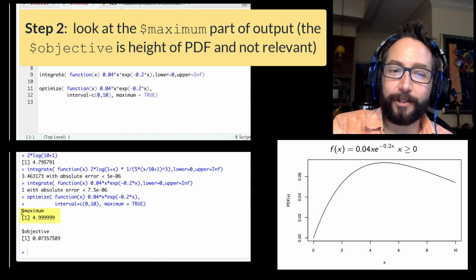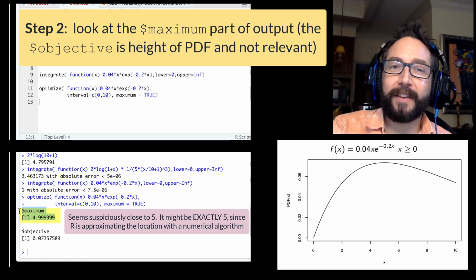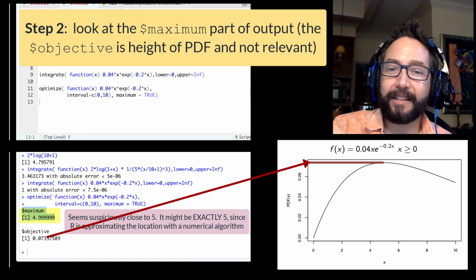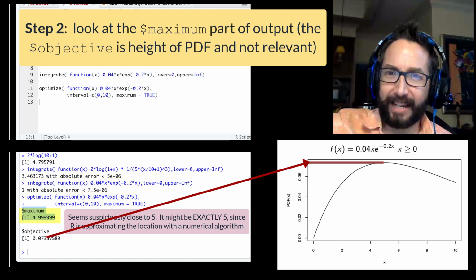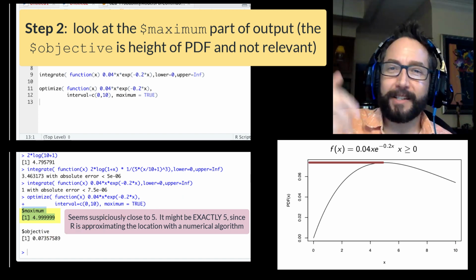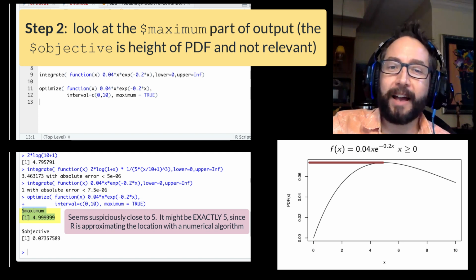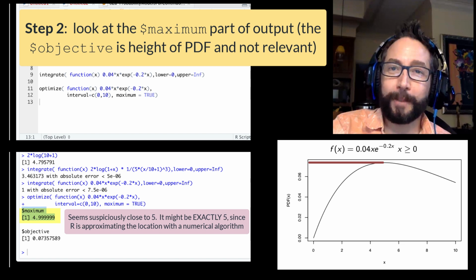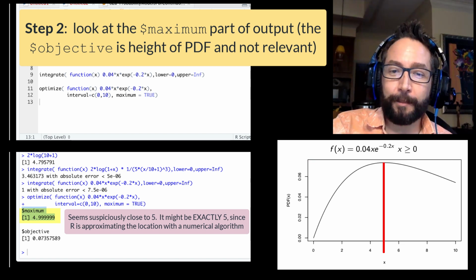So when I run this, I get 2 bits of output. I get the $maximum component, and I get the $objective component. I'm going to look at the $maximum component because the $objective actually just turns out to be the height of the curve at the peak here. I don't really care what the height of that curve is. The height of a PDF doesn't tell me anything about the probability of a particular value. I just want to know what the value of x is where I find that peak. So it told me it was right at about 5, and that looks pretty reasonable. Tracing up here, it looks like 5 is where that peak occurs.